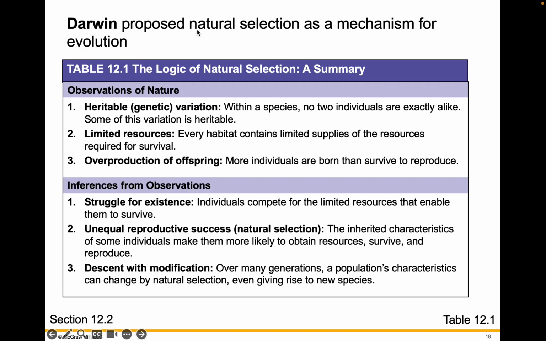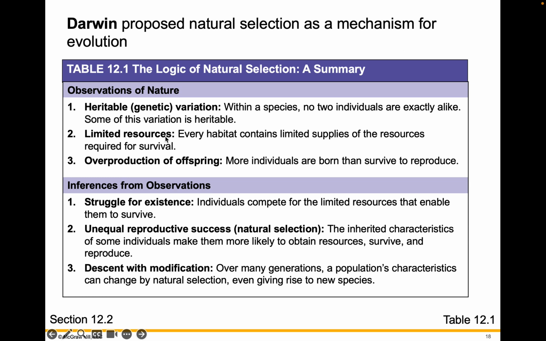All right, so Darwin proposed that natural selection is a mechanism for evolution. It's a thing that can make evolution happen. It changes allele frequencies from one generation to the next. So here's kind of the thought process behind that. First, we start with observations. Darwin observed heritable or genetic variation within a species, and no two individuals are exactly alike. Some of this variation is heritable. It can be passed from one generation to the next.